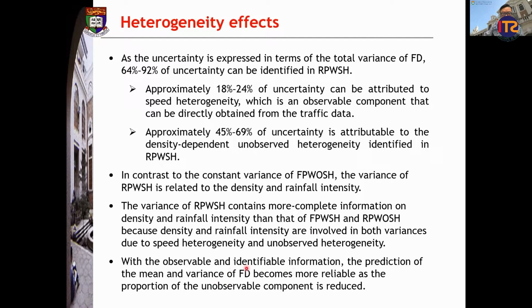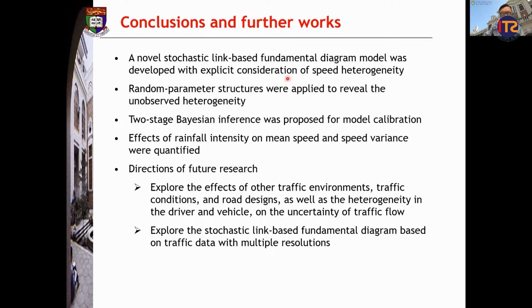Okay, so making the fundamental diagram more explainable. As a conclusion, here we propose a novel stochastic link-based fundamental diagram with explicit consideration of speed heterogeneity. We explore the random parameter structure to model the unobserved heterogeneity effect, and we propose a two-stage Bayesian model for the calibration of the proposed model. We also find out the effect of rainfall intensity on the mean speed and free flow speed as well.